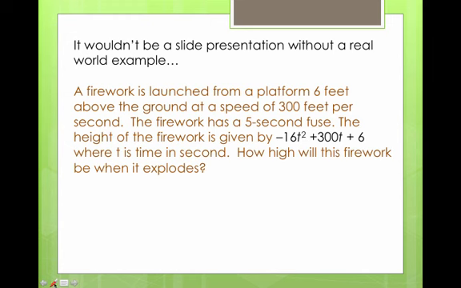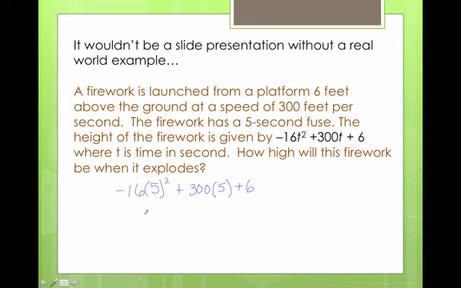So I'm going to substitute in my 5 seconds for my t because that's when I know it's going to explode. So I'm just going to substitute in 5 for t. I've got negative 16 times 5 squared plus 300 times 5 plus 6. Remember, this is a quadratic equation. We're going to get to see lots of these pretty soon. And it is a quadratic trinomial. It has 3 terms.